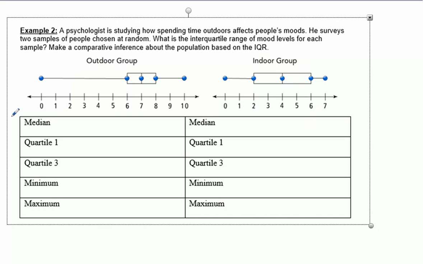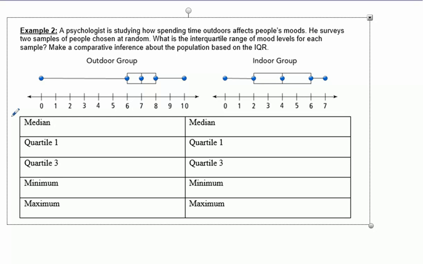For the next one, I want you to do a turn and talk. I'm going to read the question. I will tell you what partners you're going to be using to complete this. So this is two different studies. A psychologist is studying how spending time outdoors affects people's moods. He surveys two samples of people chosen at random. What is the interquartile range of mood levels for each sample? Make a comparative inference about the population based on the IQR.